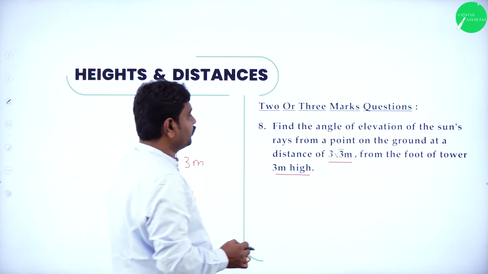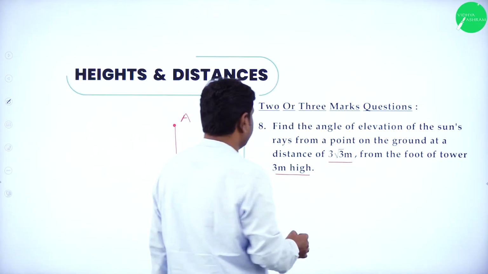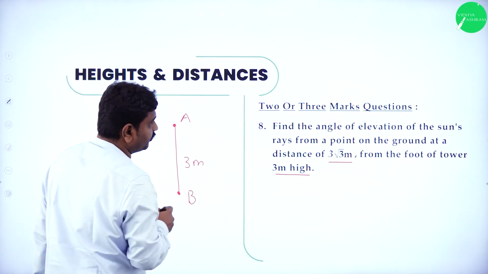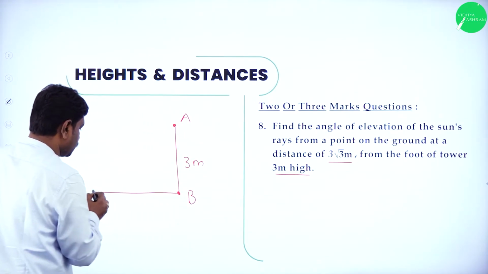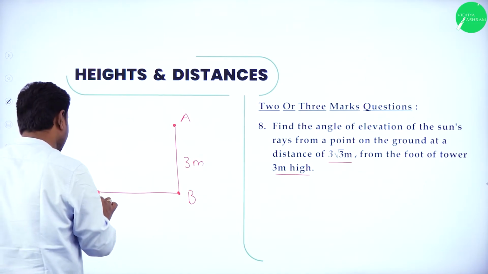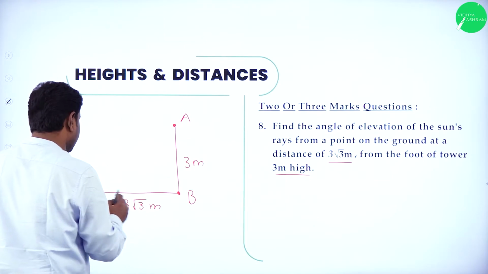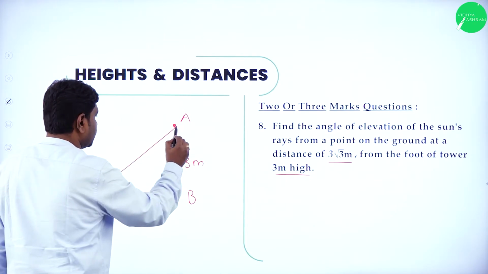So from the foot, at a point on the ground at a distance of 3 root 3 meter. So this is point P. This is at a distance of 3 root 3 meter. From here, the angle of elevation is given.